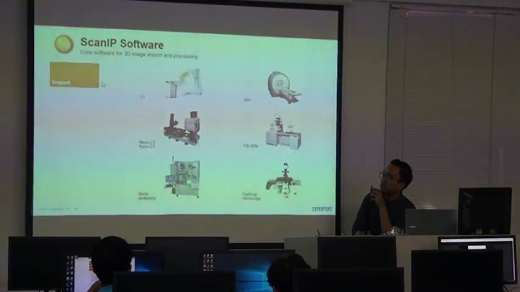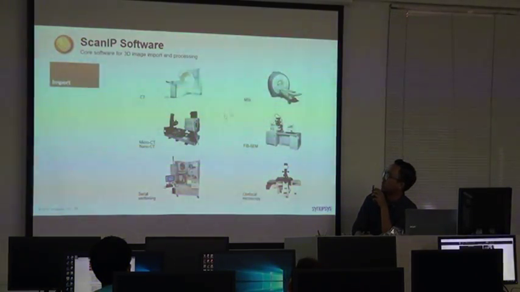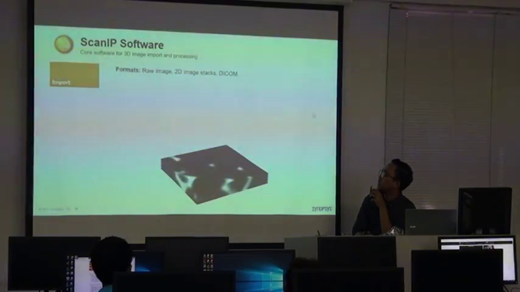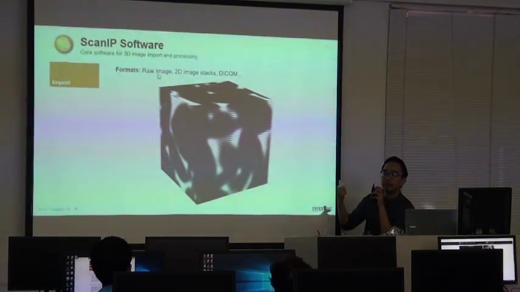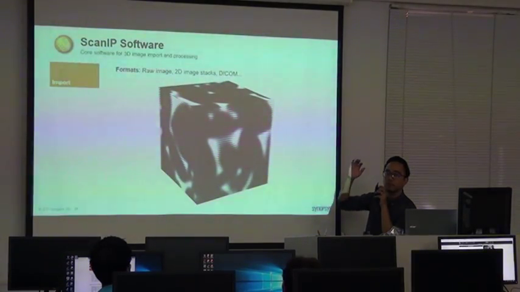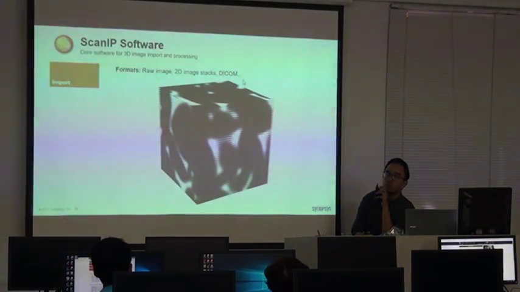The first thing that Scan IP can do is allow us to import the images that we obtain from a scanner like CT scan, MRI, FIB-SEM, etc. The formats can be raw images, so it can be JPEG, TIFF, PNG, as long as it is a stack of 2D images. So this is an example of a stack of 2D images. And if you use MRI or CT scan, normally you will get DICOM images, in DICOM format.